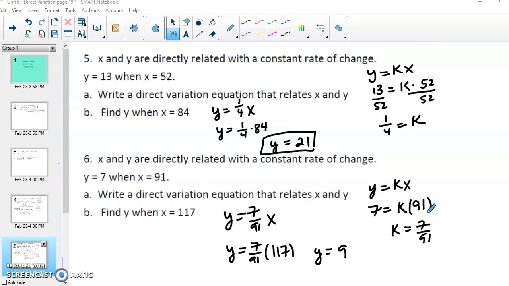This one had a funny number. The answer for k was 7 over 91. This cannot be reduced, and it's definitely not like a real world type fraction. But you see in part B, that didn't deter me. And when I plugged in 117, I actually got an answer of 9.